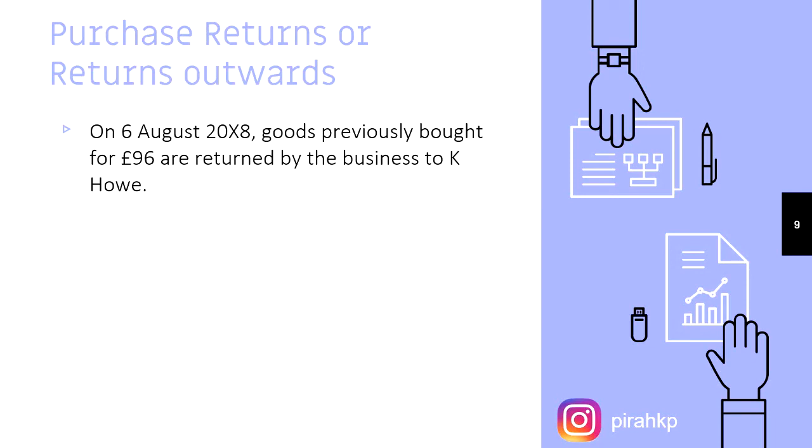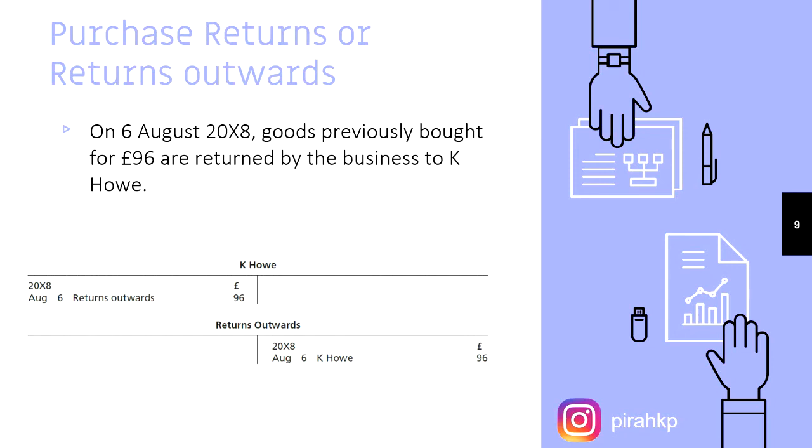Next is returns outward. That's our source for K. Howe payable or just K. Howe. So returns outward will be our credit. Now it's super simple. K. Howe 96 is our debit. Then returns outward 96 is our credit. Here are the ledger accounts. Easy, right? And yeah, those are the transactions of goods accounts.